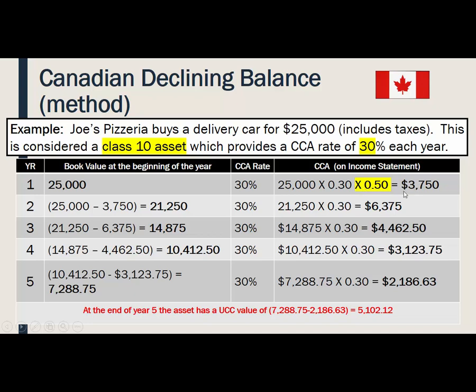So you would be able to deduct $3,750. This would go on your income statement as an expense. Your capital asset on your balance sheet would be recorded as $25,000. Now, at the end of year one, you would then have a line that would account for the cumulative depreciation, accumulated depreciation so far, and you would deduct it. This would be the net value of your asset on your balance sheet.